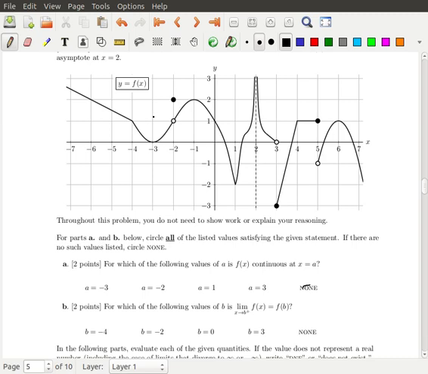I guess another more intuitive way of saying continuous is that you can draw through that point without picking up your pen. So at -3, yep, it's continuous. At -2, no, it has a jump discontinuity. At 1, yep, it's continuous. At 3, no, it has another jump.